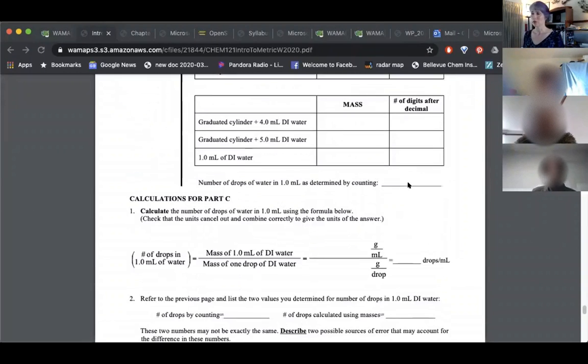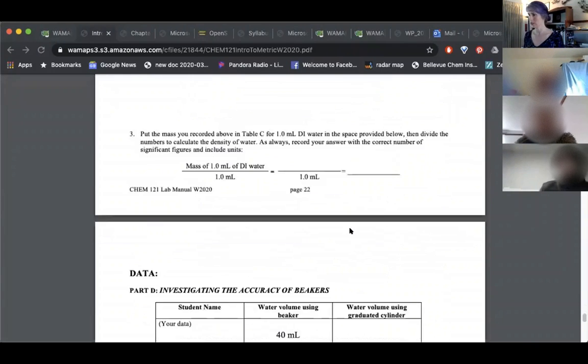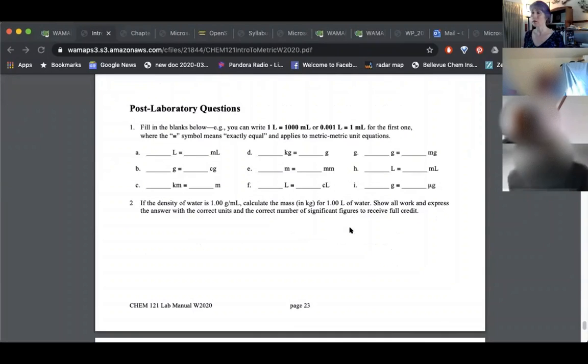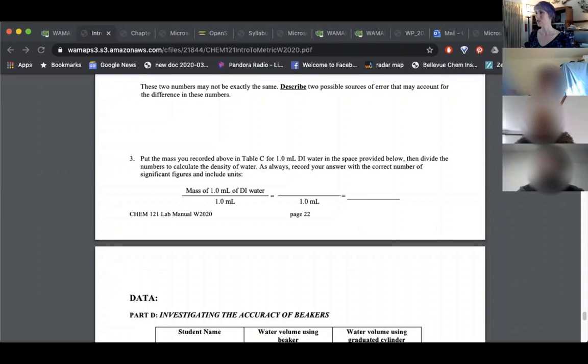So these are the data tables. I'm not sure if we're going to do part C. We'll see. And then we have the post-lab questions. These are available to you. If you can, print these double-sided. It's a good idea to just print this all out, and then you have the paper to work on. Okay, so that's where the lab pages are.